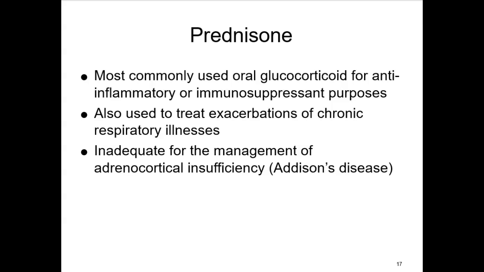Okay, so prednisone, this is a very, very common med. It is the most commonly used oral glucocorticoid, right? So you are going to give this medication. You are responsible to know all about it as a result of that. It is one of the most commonly prescribed meds. We use it to treat exacerbations of chronic conditions, specifically COPD. If somebody has a rash, there are all different reasons a person could be on it. But understand that prednisone is not strong enough to treat Addison's disease. They need the stronger stuff.